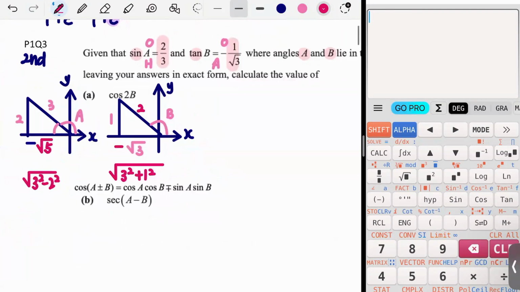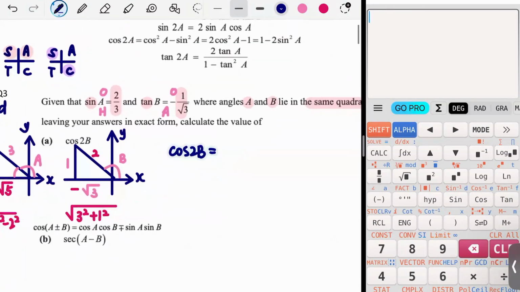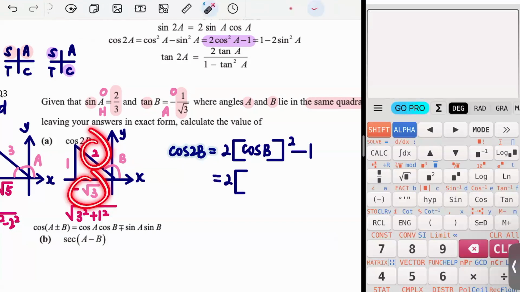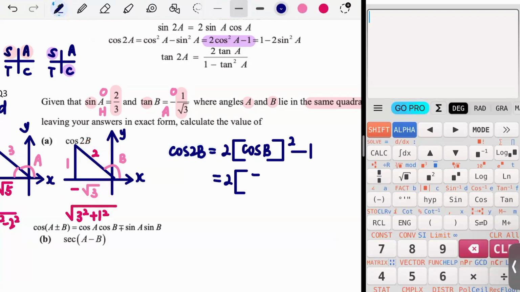Okay, so what we're going to do now is answer cosine 2B. Cosine 2B means just look at the B triangle already. I will usually choose either the second or the third form, it doesn't matter to me. So I'm just going to use cosine 2B equals 2 cosine square B minus 1. So what's cosine B? Cosine B is adjacent over hypotenuse. So adjacent is negative square root 3 over 2, whole thing square, minus 1.